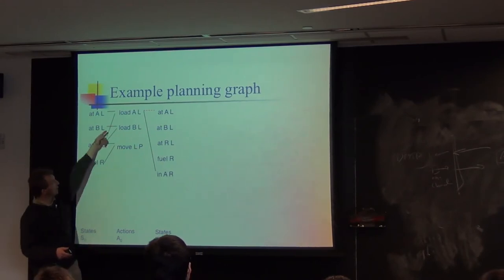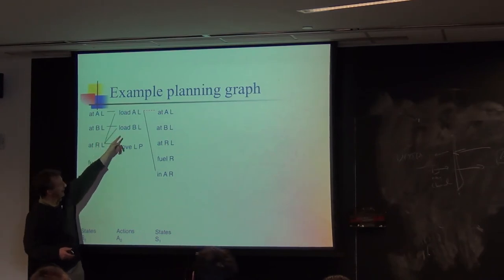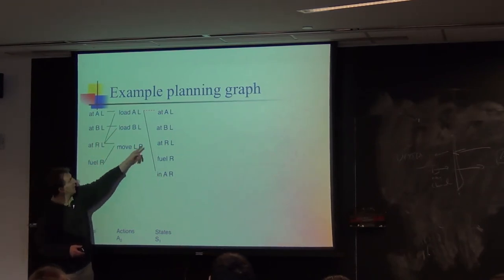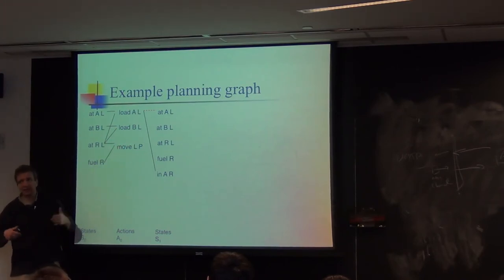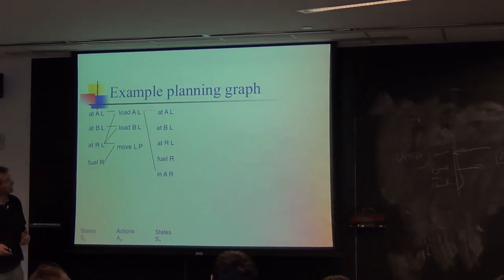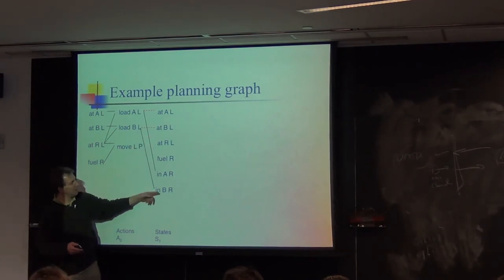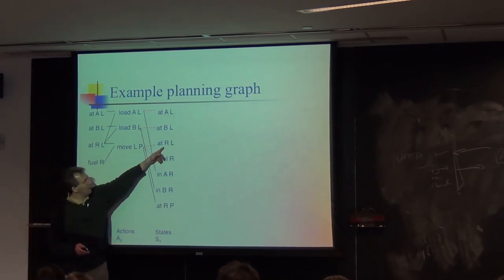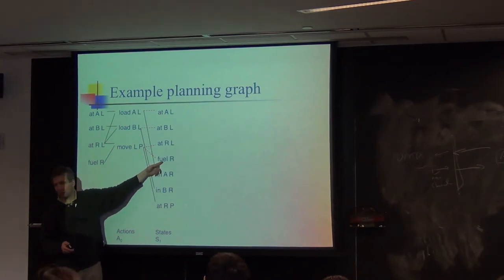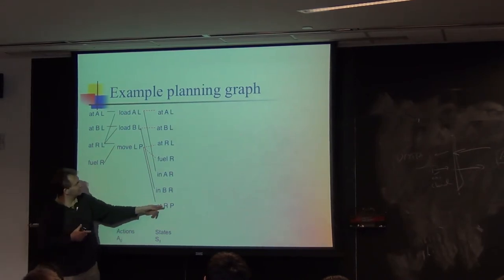All right. Next, we're looking at each one of these things, and we're saying that if I do this load AL, then A will be in R, but L will no longer be at A. So the dotted red line is a negation effect. That's not going to hold true. Same thing here. No longer going to be at L, but B would be in R. If I do move LP, then R is no longer going to be at L, and I've used up my fuel, my rocket. But I've been able to assert that R is at P.